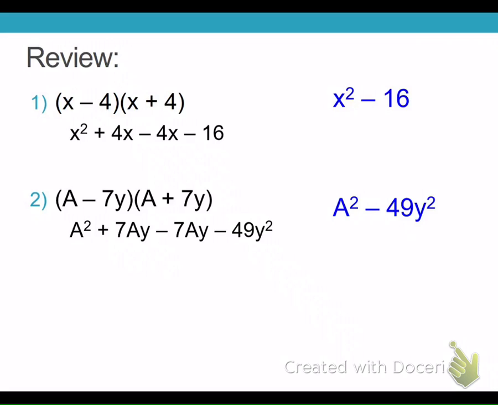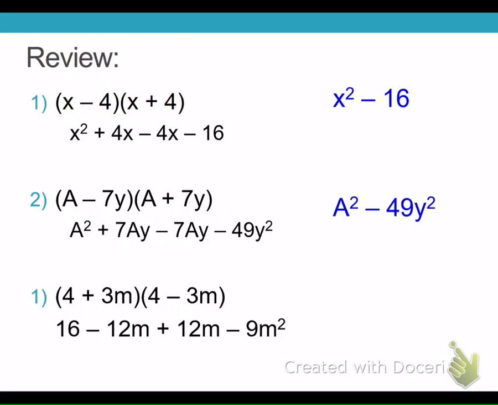Any questions so far? This should be a review. Sounding familiar? Okay, so without even writing out, what do you think we're going to end up with here? Yeah, 16 minus 9m squared. So here's the work. You end up with a minus 12m plus 12m. They're going to go away, and we end up with those difference of squares that we just discussed.